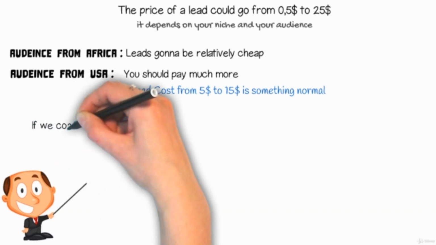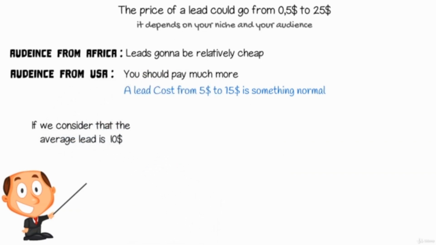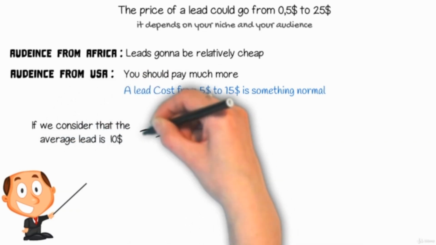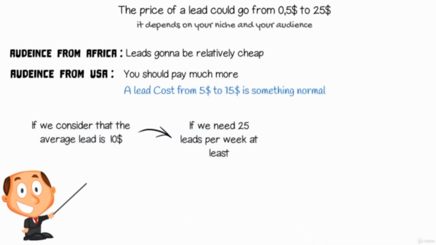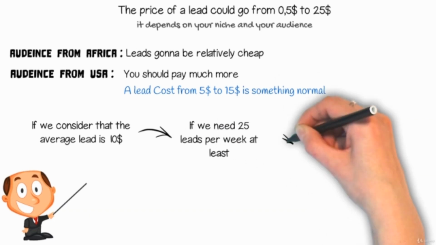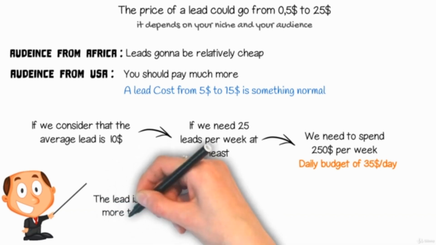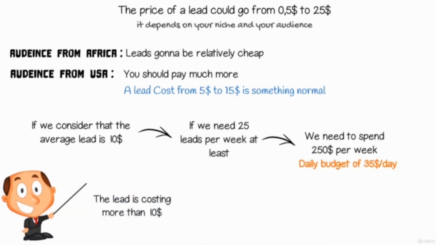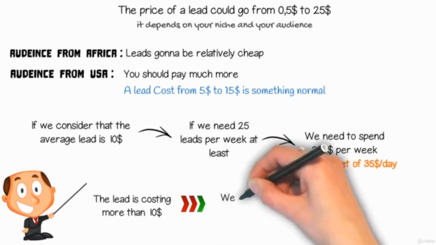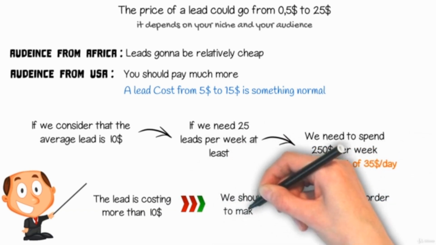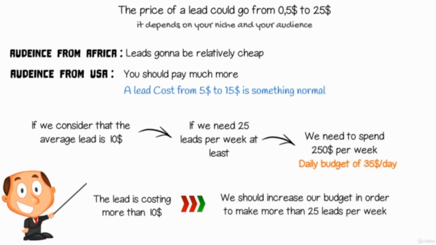So if we consider that the average lead price is $10, and we need 25 leads per week at least, then we need to spend $250 per week, which gives us a daily budget of $35 per day. If we see after launching the ads that our lead is costing more than $10, then we should increase our budget in order to make more than 25 leads per week.